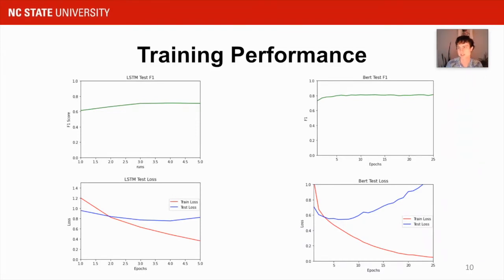At the top, you can see the test F1 after each epoch of training. This is after we did all of our cross-validation, and this is just on the actual test set. And then at the bottom, we can see our loss. One interesting observation is that the test loss for the BERT model actually increases after the first 8 epochs, even though the best F1 score was actually achieved at the 25th epoch.